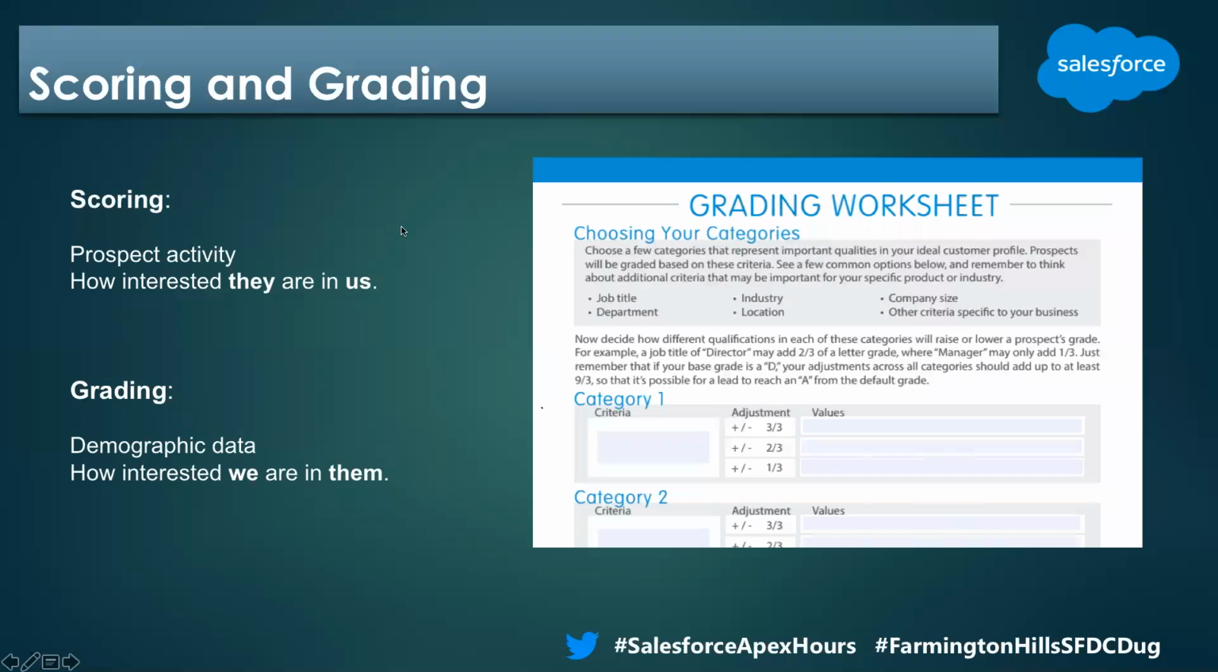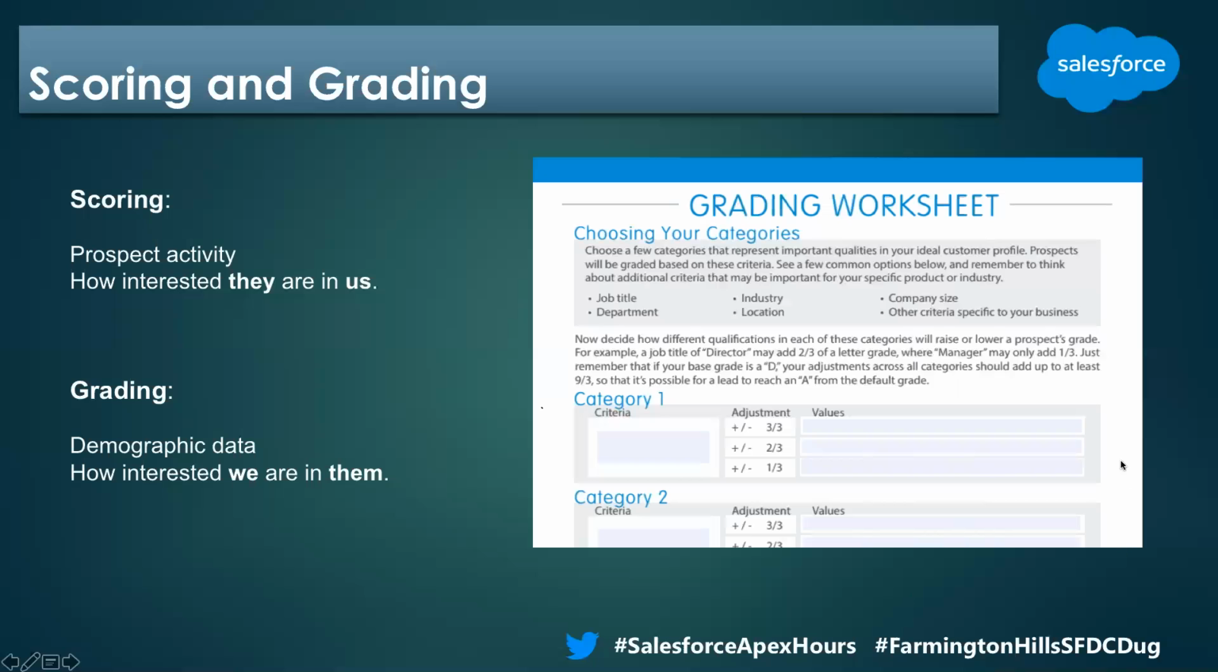Okay, and we had a brief look at scoring and grading. They're two separate things, and they work really nicely together. So scoring is a mark of prospect activity, so web pages they've visited, email links they've clicked, and it shows how interested they are in us. Grading is based on demographic data, so things like job title or location, and it shows how interested we are in them.